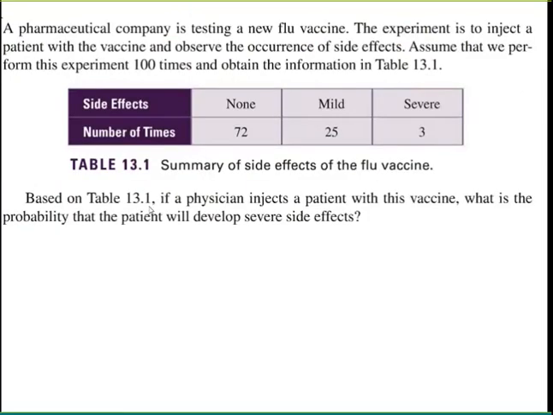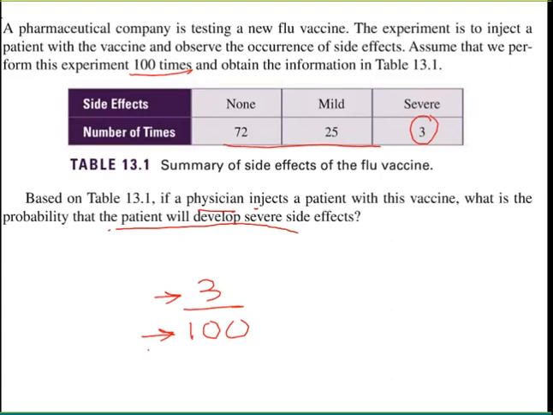Okay. So now we've got pharmaceutical companies testing a new flu vaccine. So down here the question is, if the physician injects a patient with this vaccine, what's the probability that the patient will develop severe side effects? So severe was 3 out of the total. There's only 100 times, so it's 3 out of the total 100 that we divide it by. So it's 3 occurrences out of the total 100 people that we tried it on, and so it's just 3 divided by 100, which is 0.03, which is 3% chance of this actually occurring.